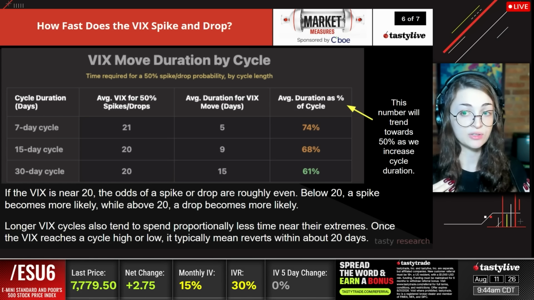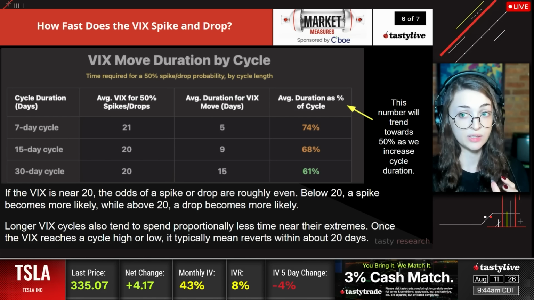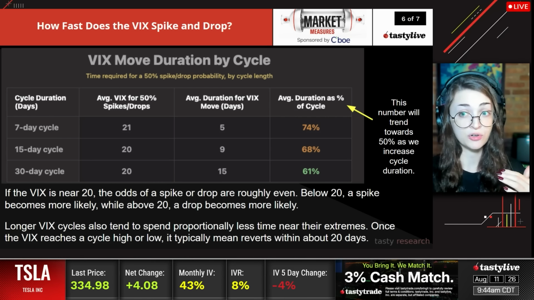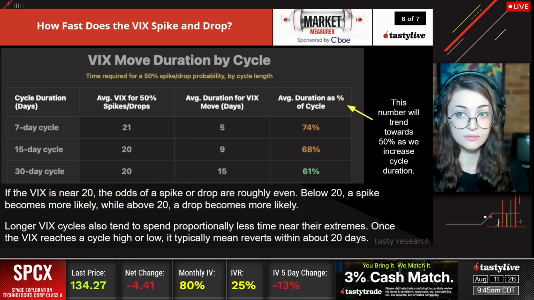Noting that these are averages, but those kinds of levels, when the VIX is around 20 or 21, looking at these different window sizes, that's approximately when, on average, your probability of an expansion or contraction becomes a coin flip, more or less. Yeah. And that's kind of where you want to be playing the waiting game anyways, see where it goes and then make a decision from there.